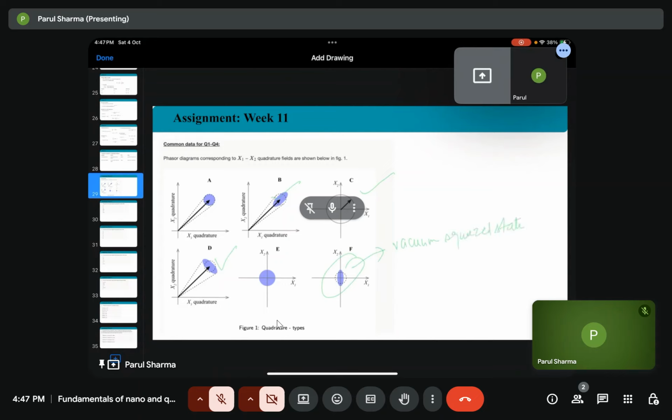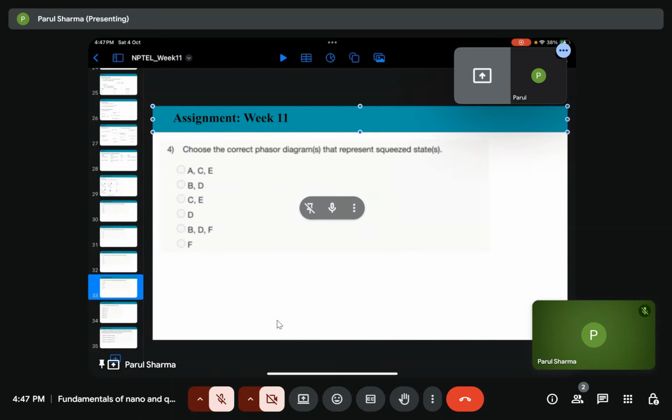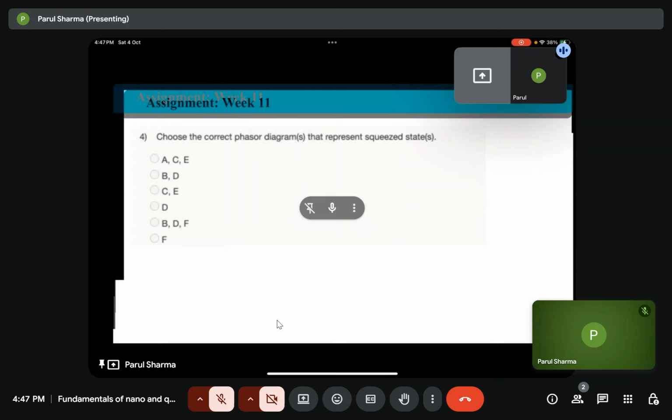This is the vacuum state, and these two are the phase and amplitude squeeze states. So B, D, and F. So the correct option is B, D, and F.